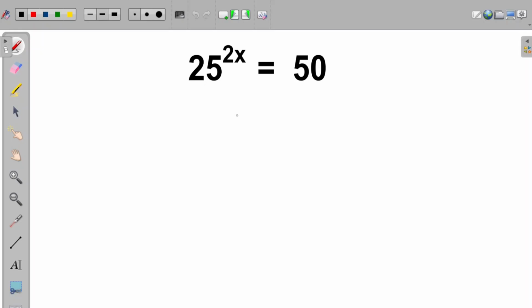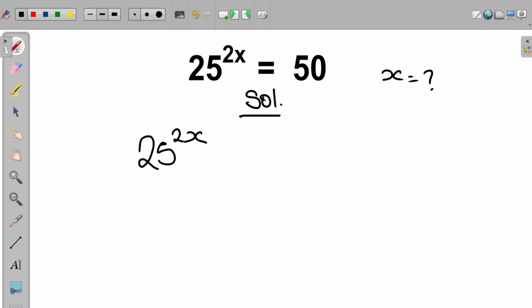In this video, we solve for the value of x, given that 25 raised to the power of 2x is equal to 50. Now let's dive into it. We have that 25 raised to the power of 2x is equal to 50.